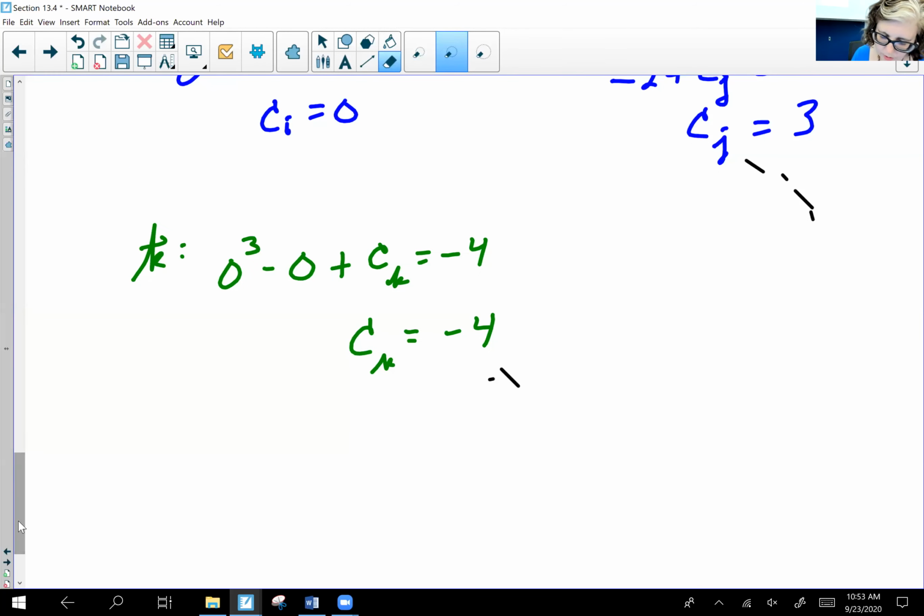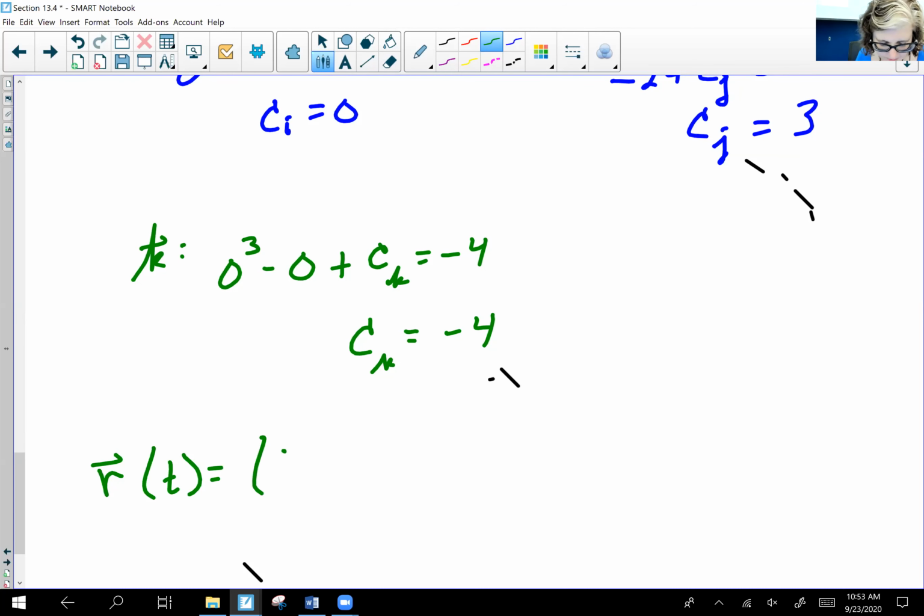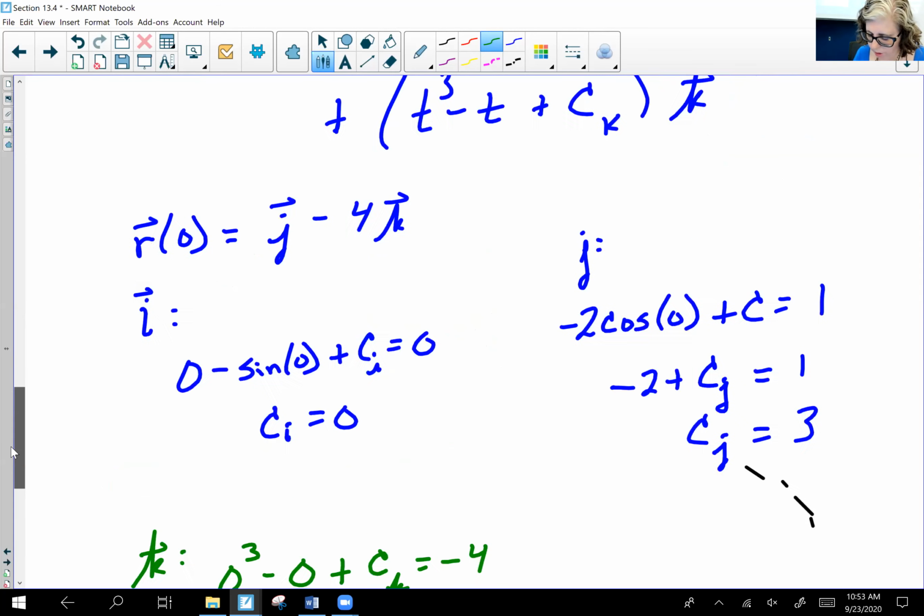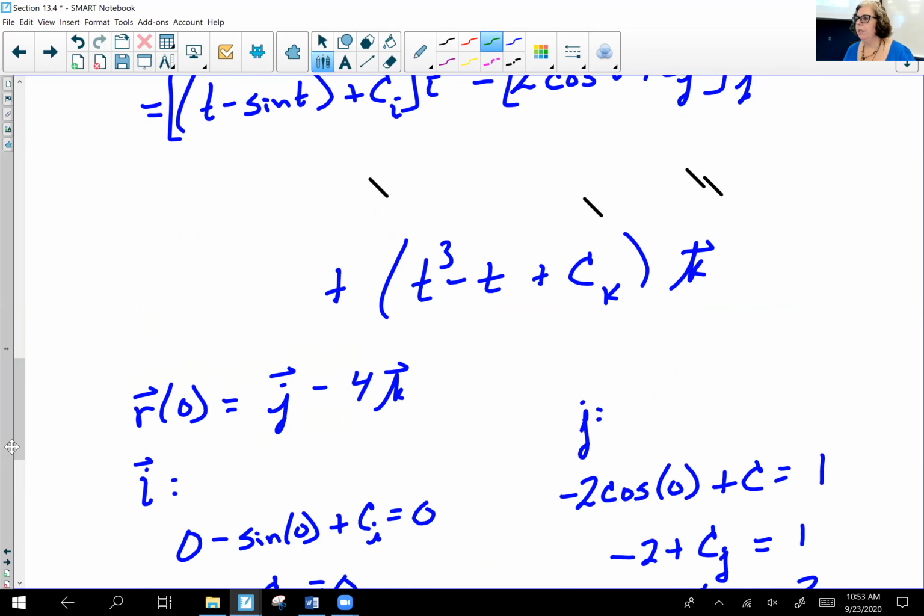All right, so let's go ahead and put our answer into our vector positions. So this is going to become t minus sine of t, I vector. Did you not follow k? All right, let's back up. The k value was t cubed minus t plus c sub k.